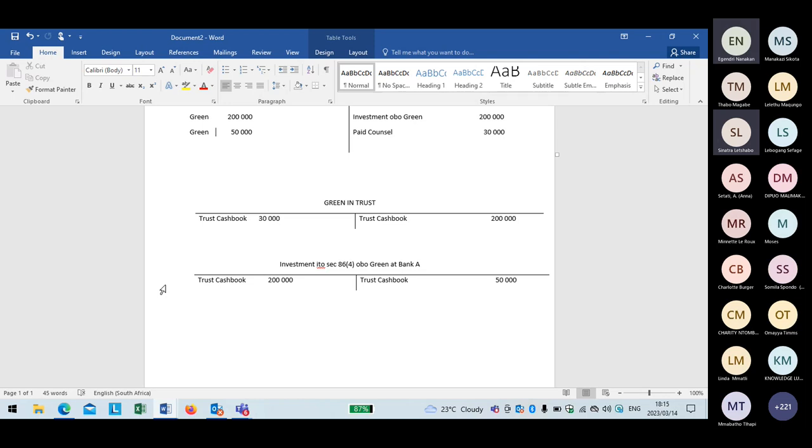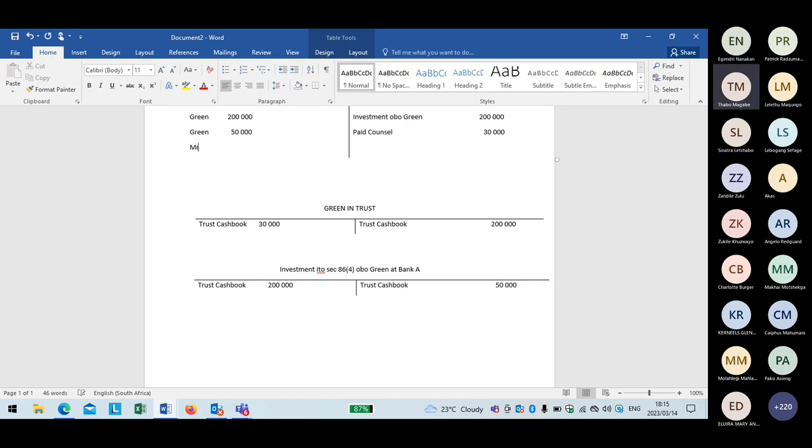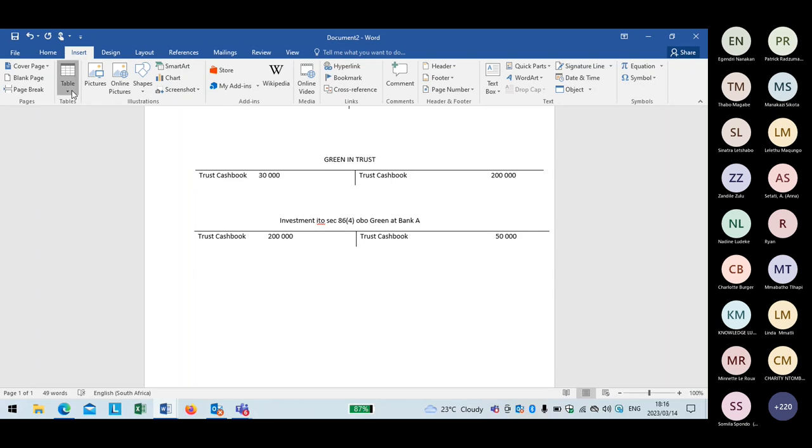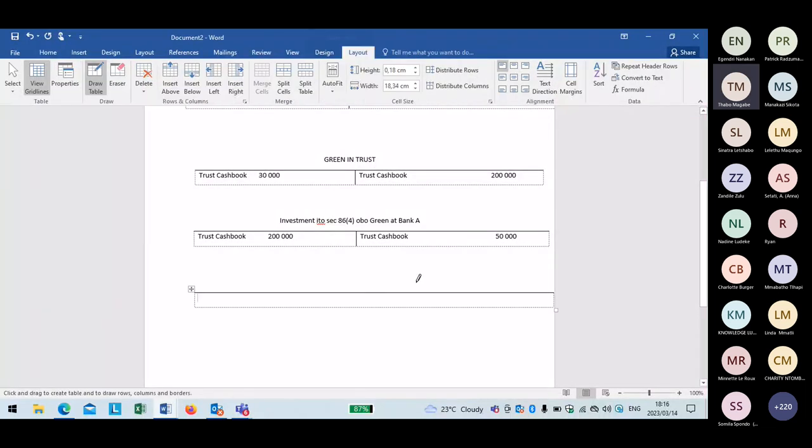We're going to debit the trust account by 350,000, and then we're going to credit Mrs. Purchaser. So we record on the debit side of the trust cash book because we are receiving money, and our client in this regard is Mrs. Purchaser, and she's giving us 350,000. So we'll open an account for her in trust. So we'll say here, Mrs. Purchaser in trust.